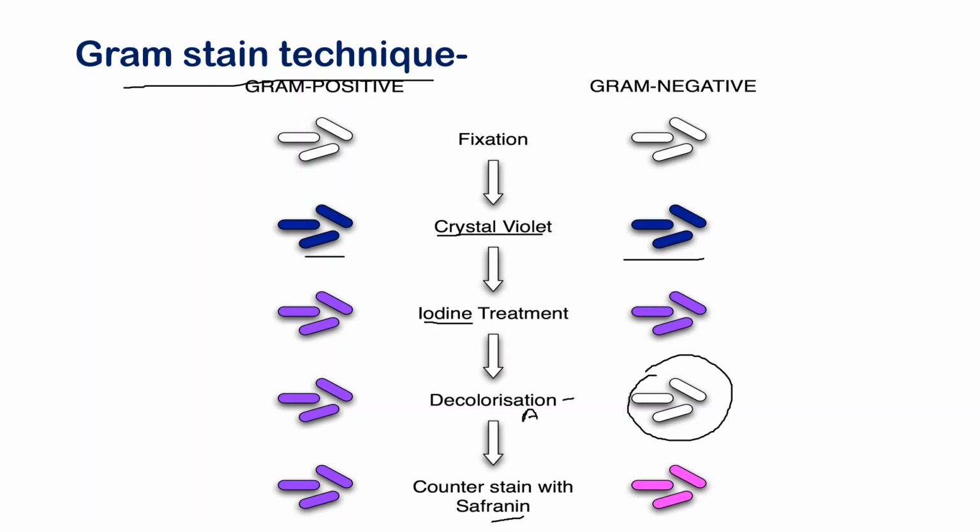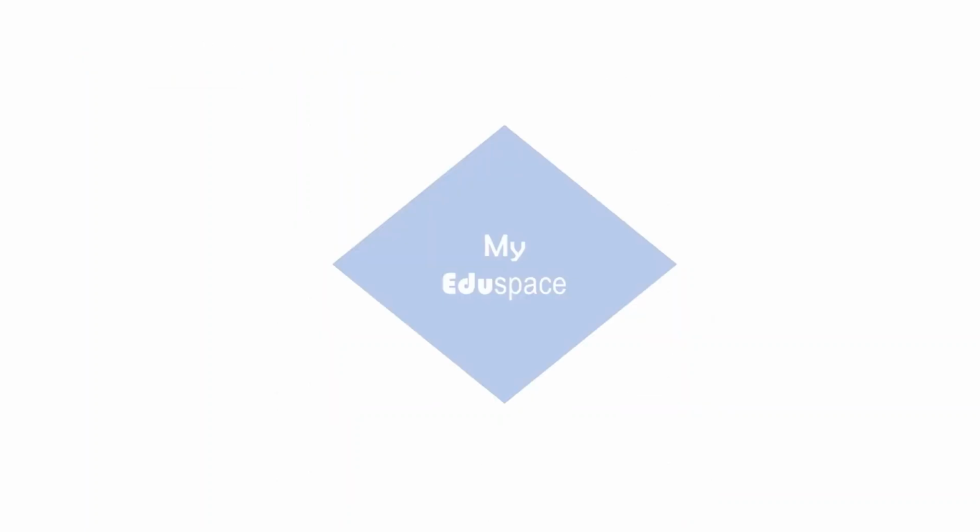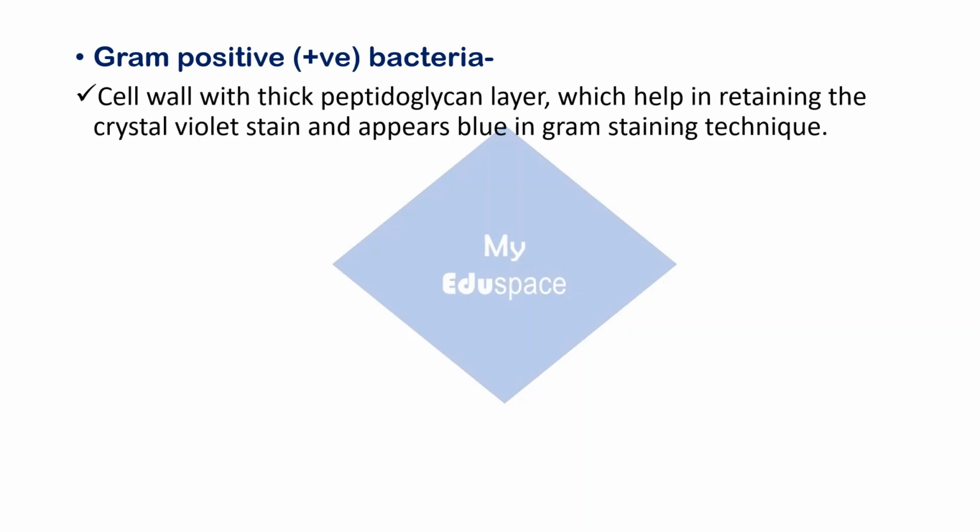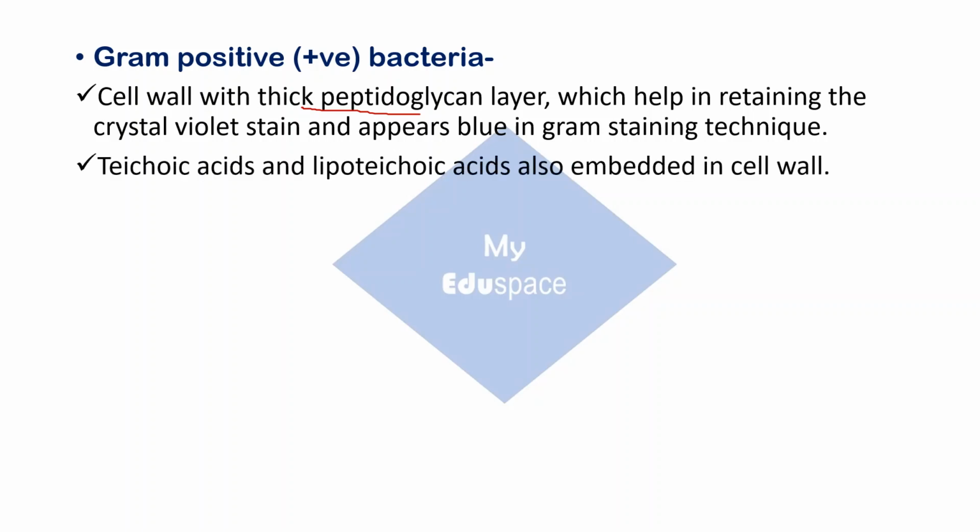This is because the peptidoglycan layer is very thick in gram-positive bacteria. Gram-positive bacteria have a cell wall with a thick peptidoglycan layer, which helps in retaining the crystal violet stain and appears blue in the gram staining technique that we will see later. Teichoic acids and lipoteichoic acids are also embedded in the cell wall.